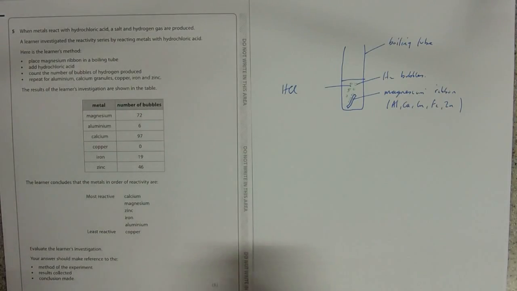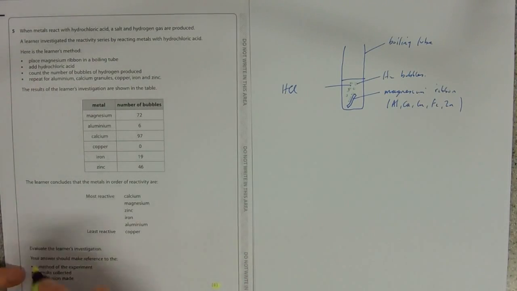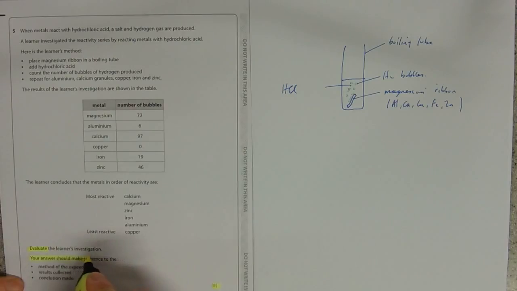What job do we need to do? Well, we've got 8 marks and we need to evaluate, which means we need to say what we think of this experiment, what they've got right, what they've got wrong, that sort of thing. And it says your answer should make reference to the method, results and conclusion. So it doesn't want anything else really. The method, the results and the conclusion is all that's needed.